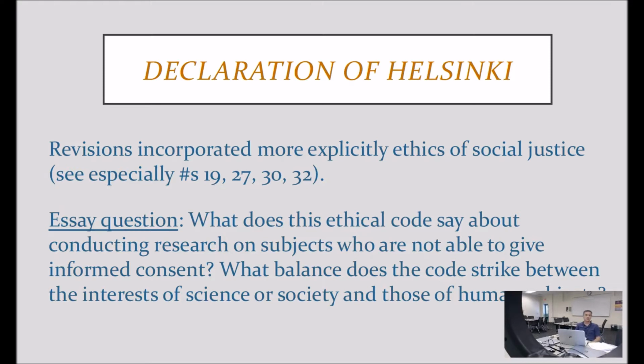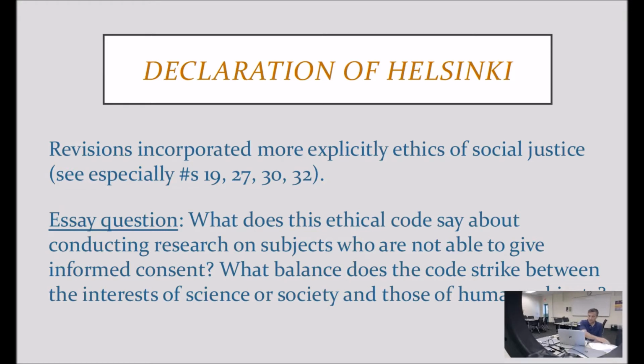Your essay question for this reading then is this: what does the ethical code say about conducting research on subjects who are not able to give informed consent? That's the first half. And the second half: what balance does the code strike between the interests of science or society on the one hand, and those of the human subjects on the other? And by the way, those of the human subjects, especially those who are not able to give informed consent.